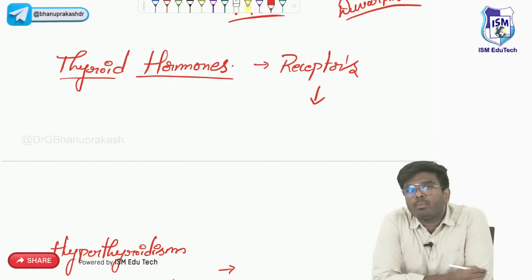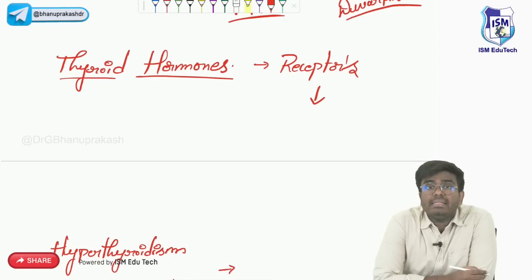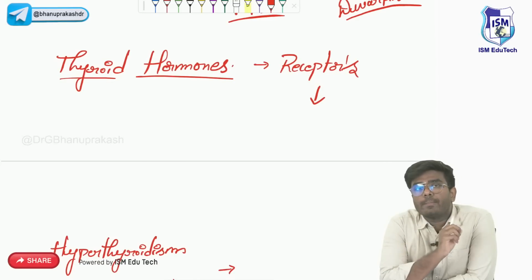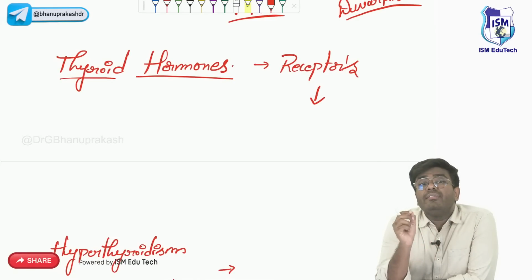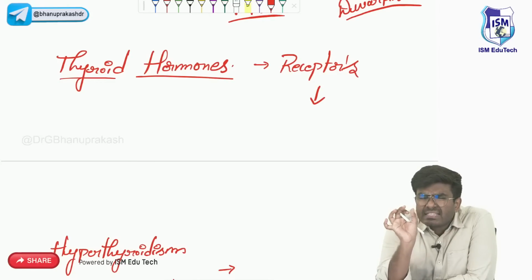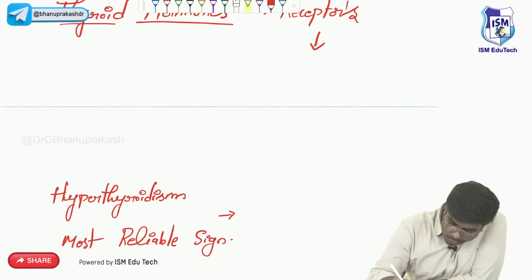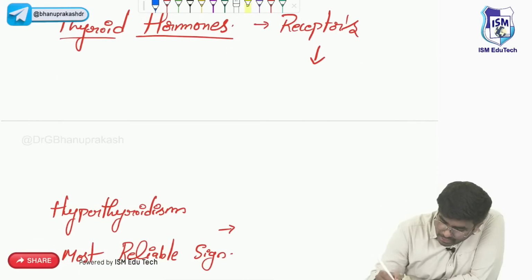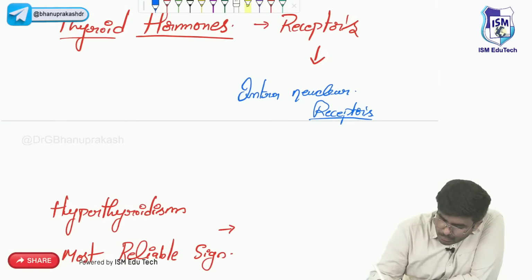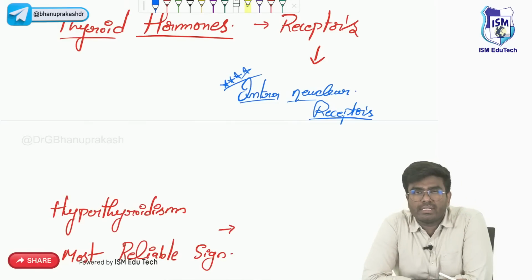A very important point about the thyroid hormone, T3 T4: where does it have its receptor? On the cell surface? No. Thyroid hormone has its receptors inside the nucleus. Intranuclear receptors are there. Very, very important point. Put 5-star marks: thyroid hormones have intranuclear receptors.